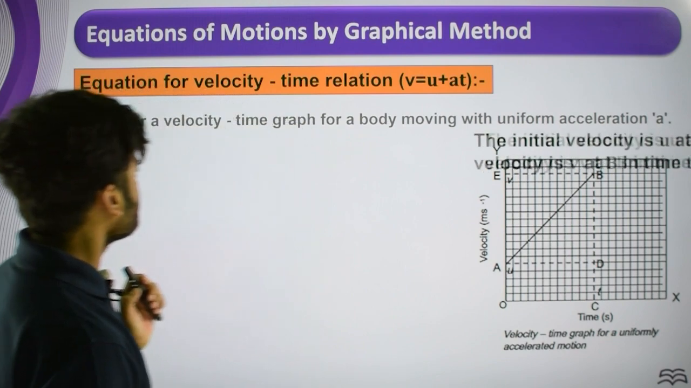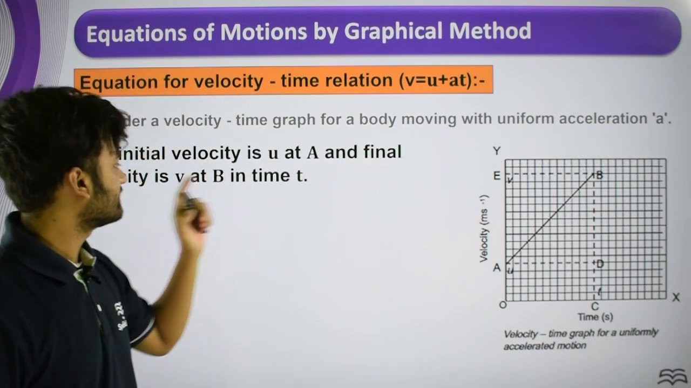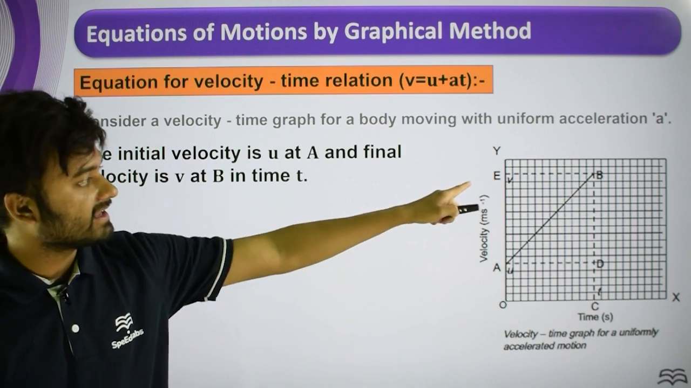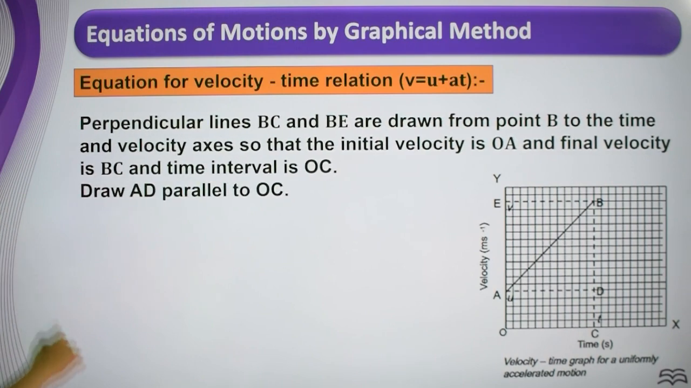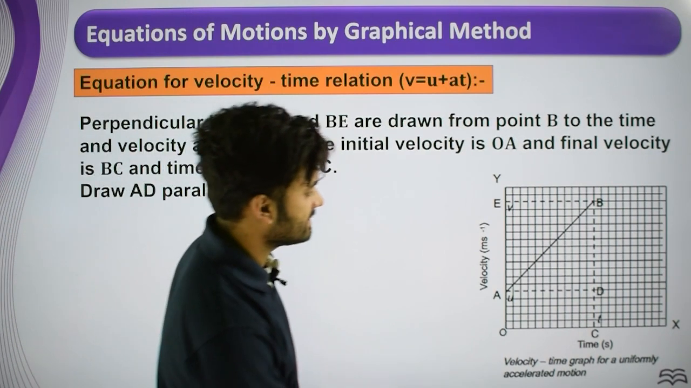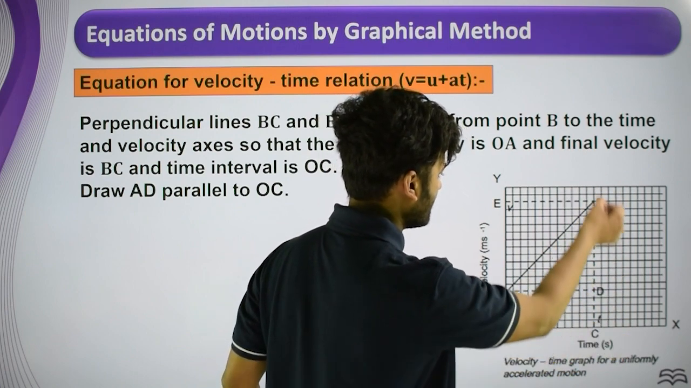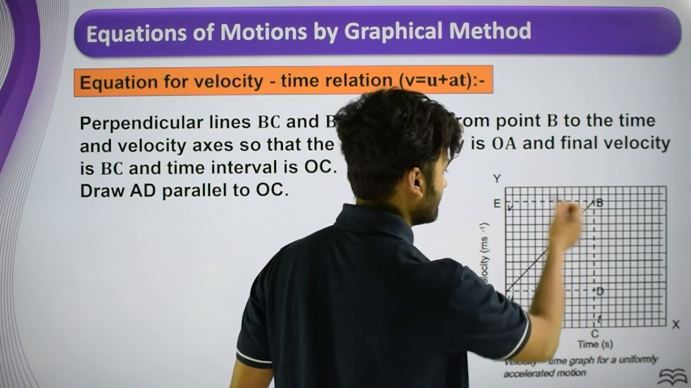So the initial velocity is u at A, and the final velocity is v at B. In time t it has changed. Perpendicular lines BC and BE are drawn down from this point. So where is BC? BC is this line. And where is BE? BE is this particular line which I have drawn.